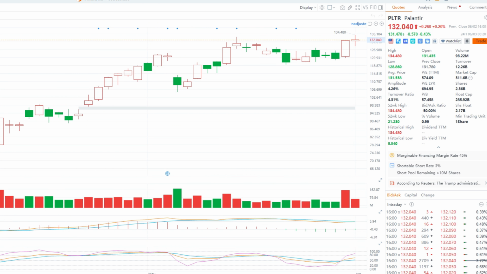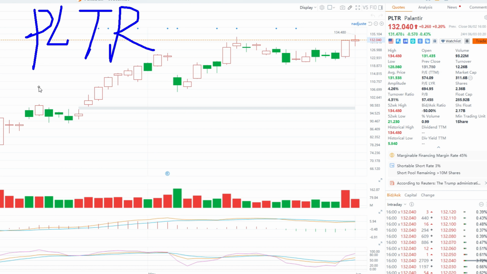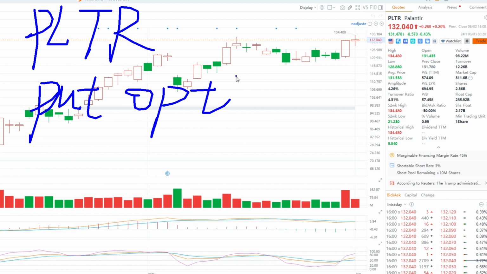First is the underlying asset. That's what we need to identify. What is it? It's a ticker symbol. In this case, PLTR, that's the stock name. Second is direction. For this trade, we're going bearish. So we use a put option here. The trade direction is put. That's the second key factor. First is the underlying, second is direction.